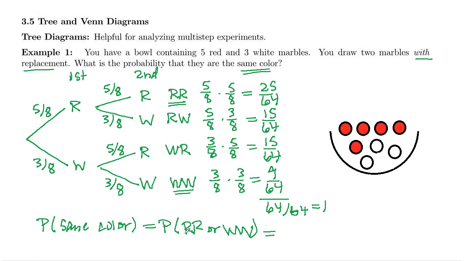So probability of red and red is 25 out of 64 plus probability of white and white, 9 out of 64, which is 34 out of 64. And that's what we got previously.